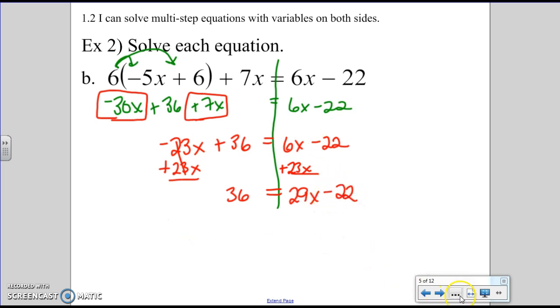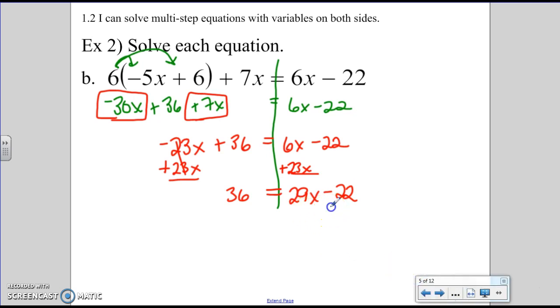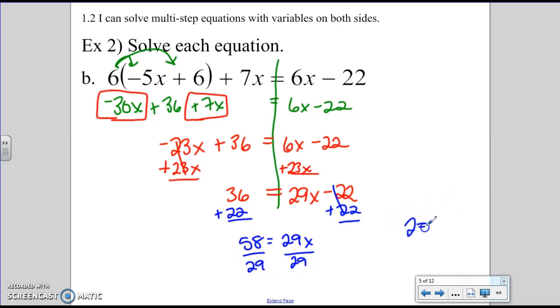So now I just have a two-step equation to solve. I'm going to go ahead and add 22 to both sides so that it cancels on the right side. And I get 58 on the left. And then I divide by 29 on both sides to get 2. Okay, check this by plugging them back in, simplifying, and you should be good.